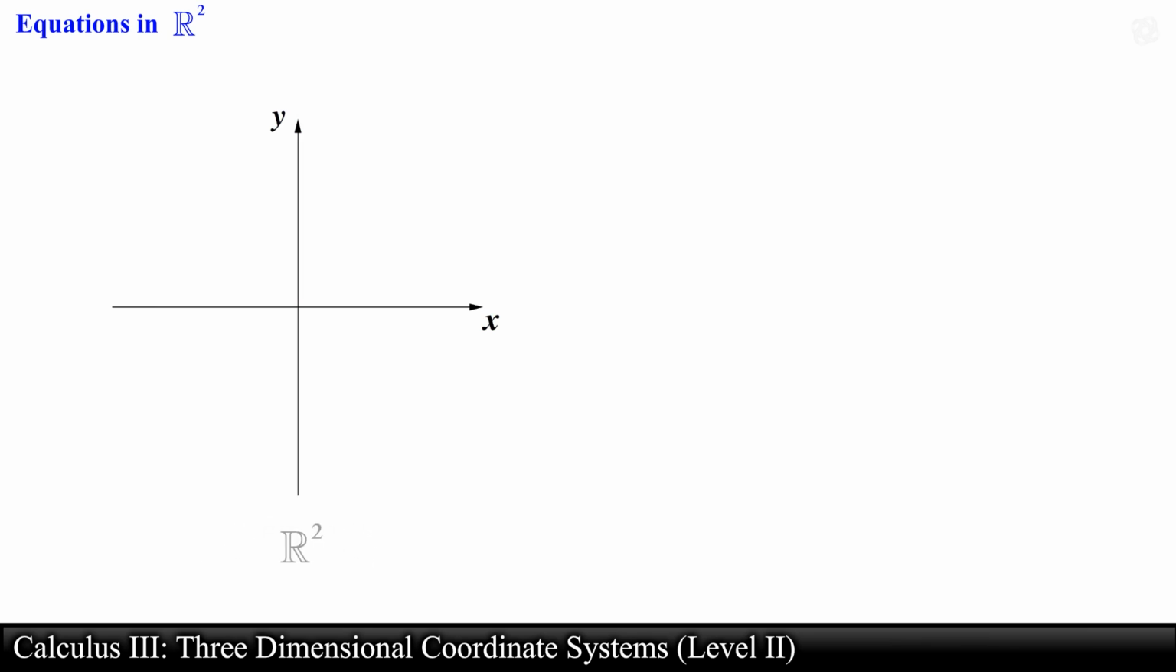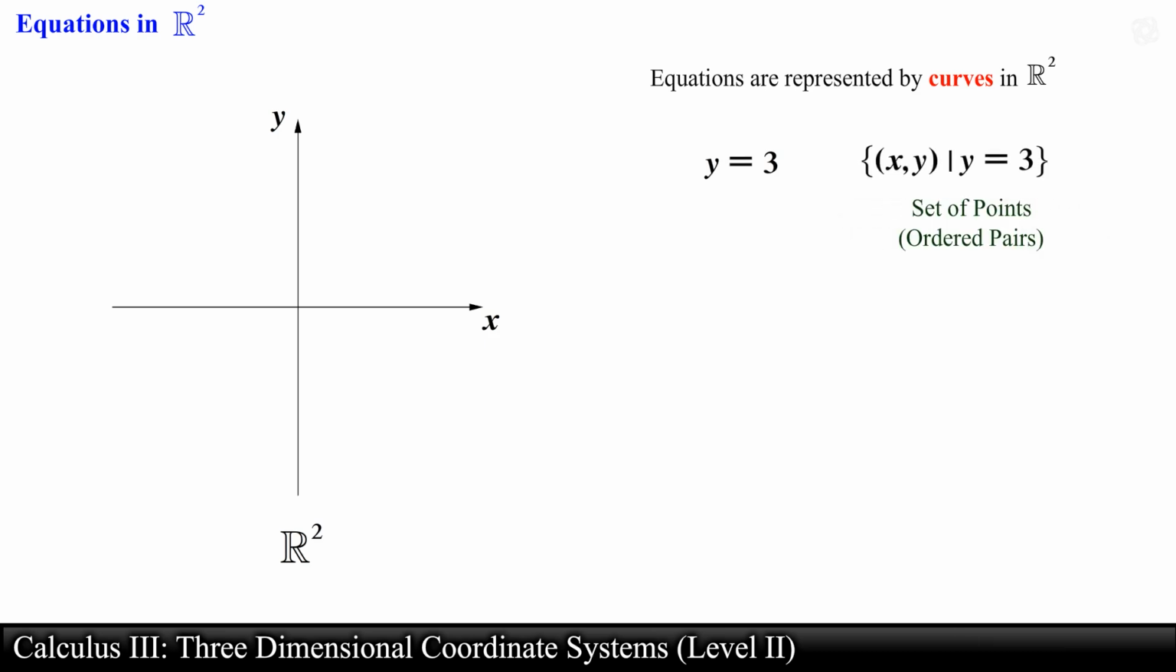Recall from your studies of algebra that a graph in two-dimensional analytical geometry, in other words, in the Cartesian coordinate plane, involving the variables x and y, is represented by a curve in R squared. For example, the equation y equals 3 represents the following set, which is a set of all points, also known as ordered pairs, in R squared whose y-coordinate is 3. This means that this equation contains all the points whose coordinates are (x, 3). The way we represent this is by plotting all the points in the xy plane, or in this case, R squared, whose y-coordinate is 3.